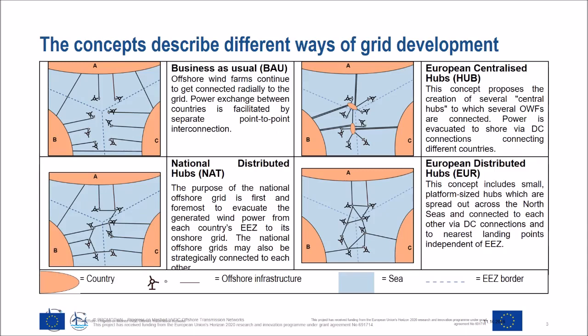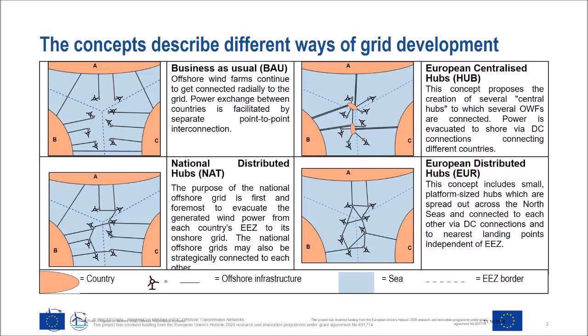The PROMOTioN project has also developed 4 grid development concepts to describe the different ways in which the offshore transmission grid could develop out to 2050. In the business as usual concept, offshore wind farms continue to get connected radially to the grid. Power exchange between countries is facilitated by separate point-to-point interconnection.